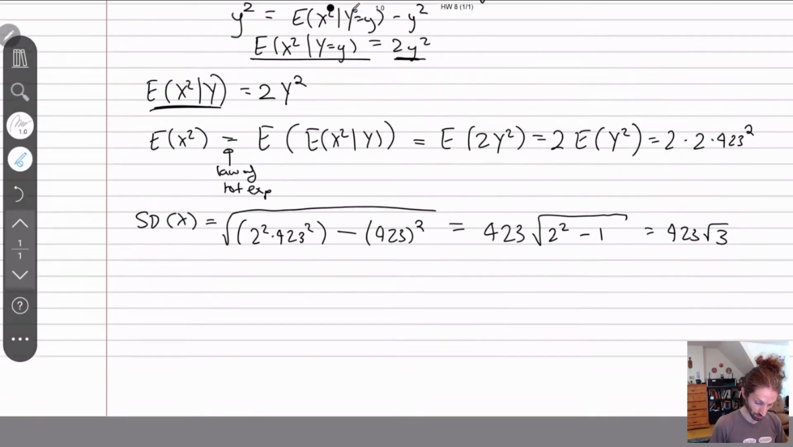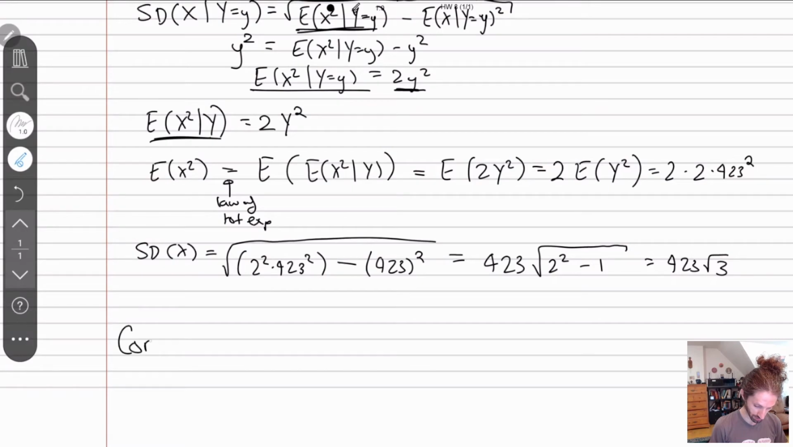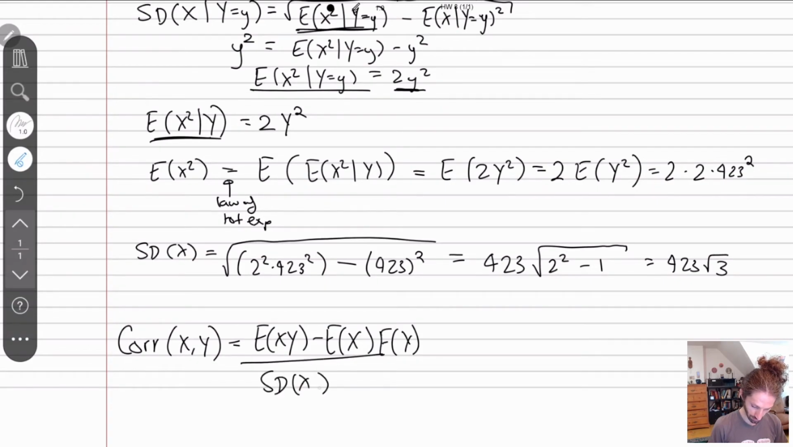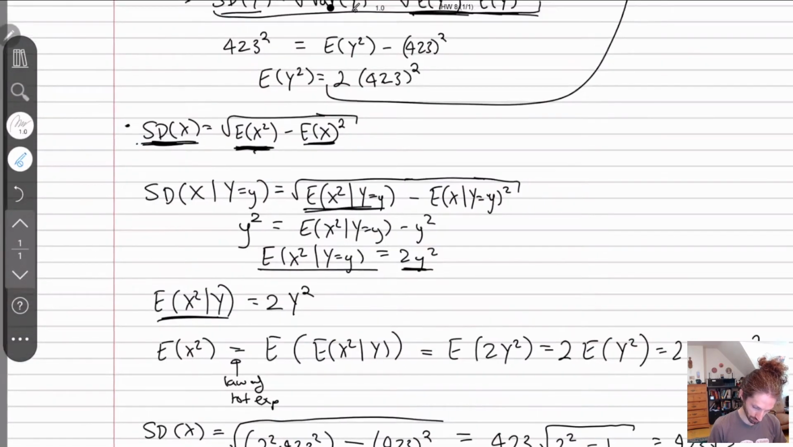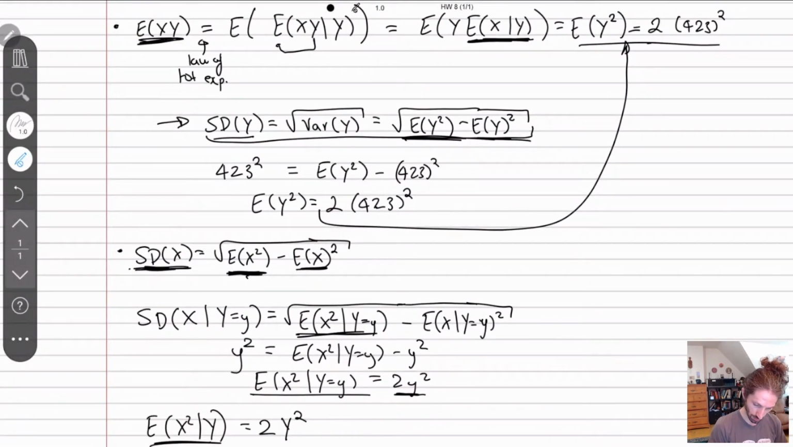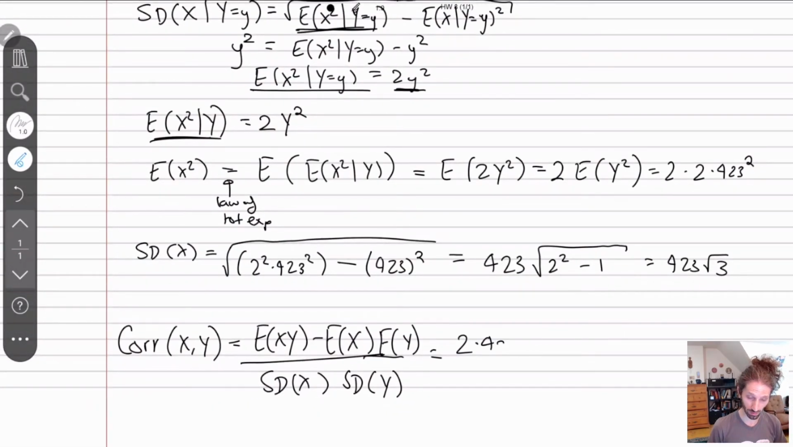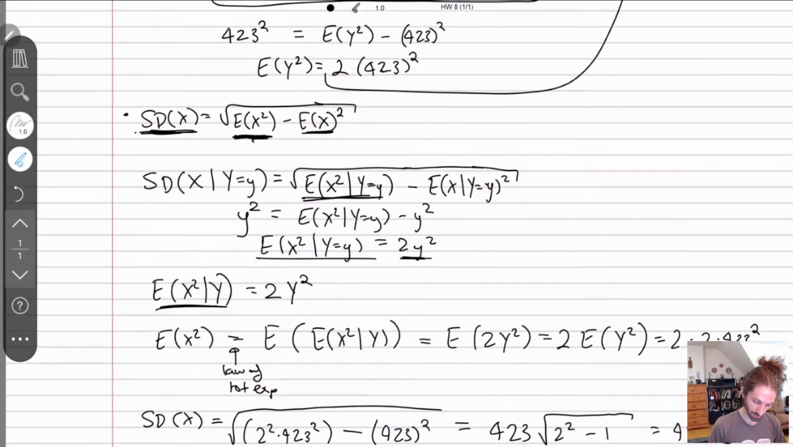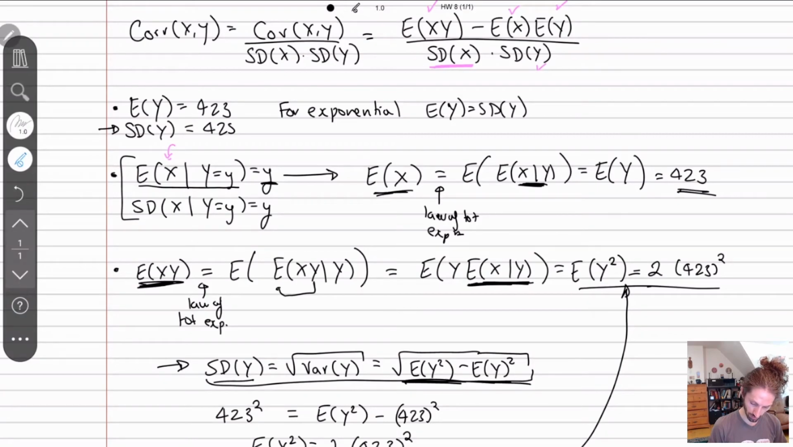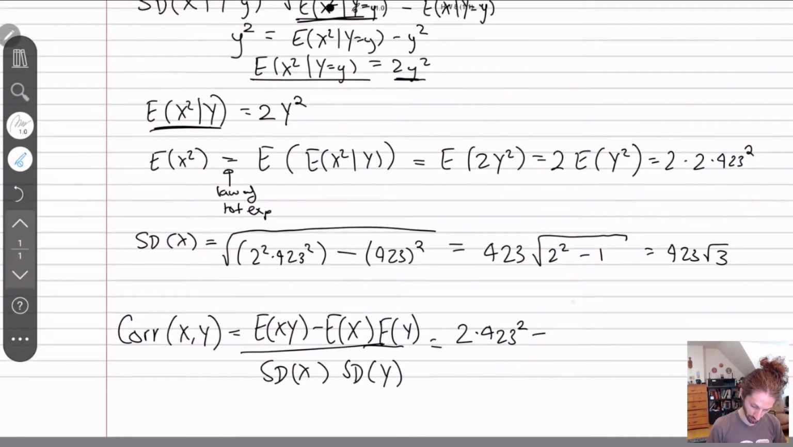Okay, nice. We're almost done. Now at this point, we just need to solve. X, y, we have all our variables. E of xy minus E of x, E of y, divided by SD of x, SD of y. So first, E of xy is here. So this is equal to 2 times 423 squared. E of x was equal to E of y, which is 423. So we actually get just 423 squared here as well.